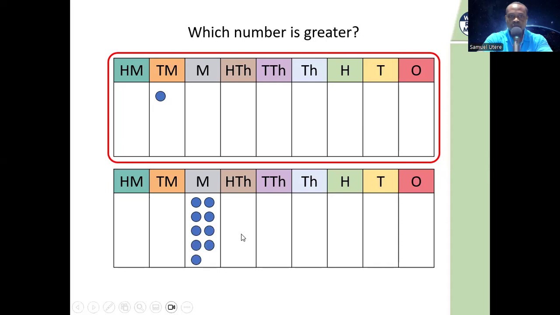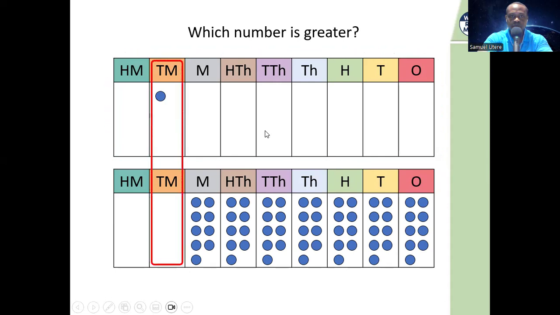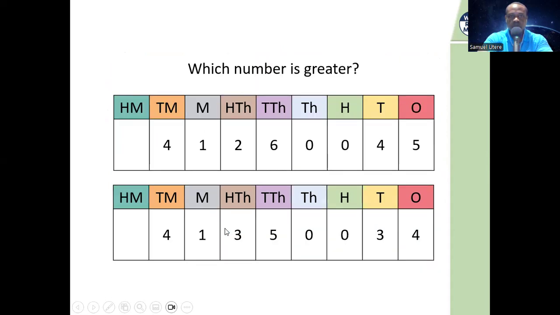What if we add some more counters? Of course, this number is still greater than this number because this has 9 counters in the million column, but this is still 10 million. Even if we add some more counters, that number is still greater. You can see that number does not have any counter in the 10 million column.